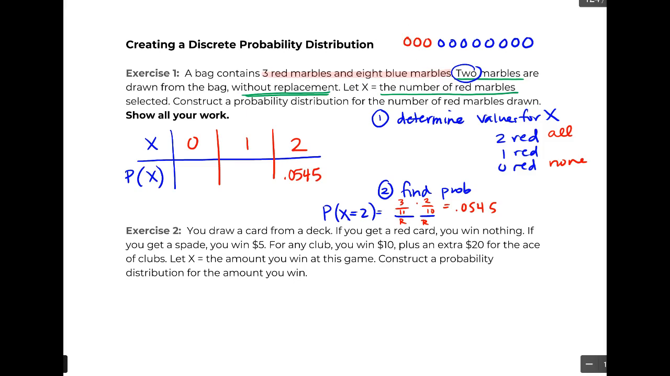So the next easiest one to find here is the probability of none. So probability x is equal to 0. In this case, for our 2 marbles, they're both blue, or not red, however you want to write that. So the first one, this is 8 out of 11. Second one, we've taken out one of our blue marbles, so we've got 7 out of 10. So now this is 0.5091.